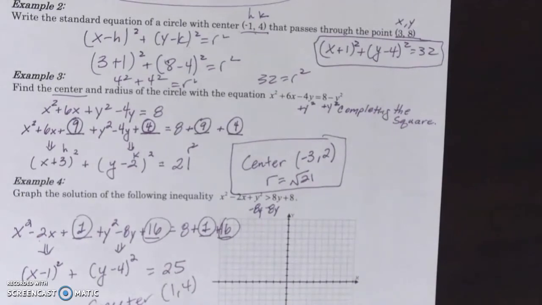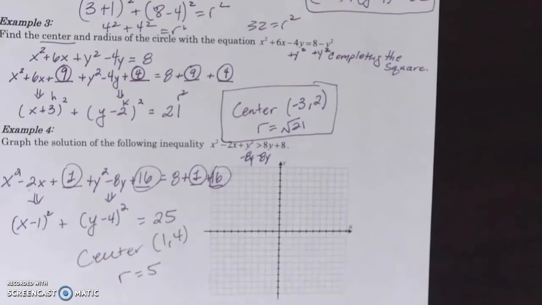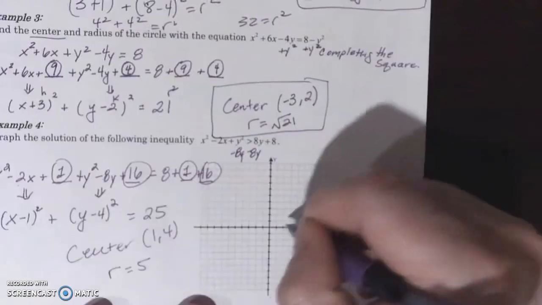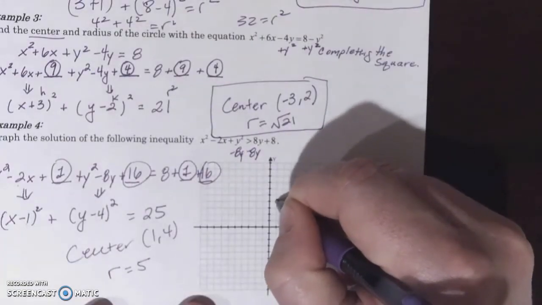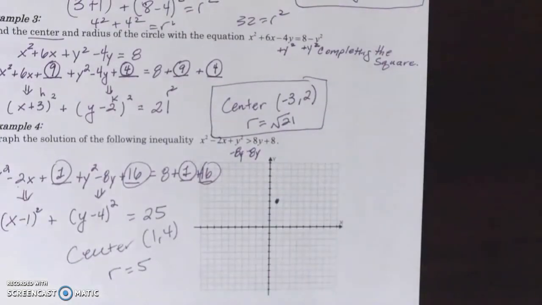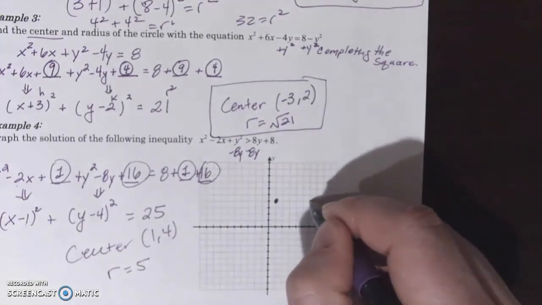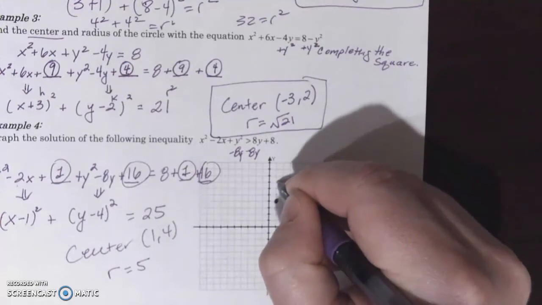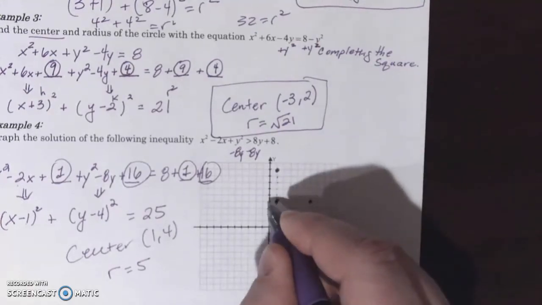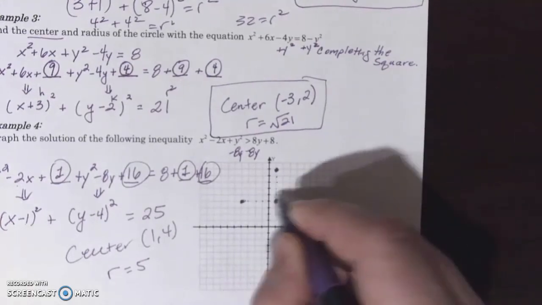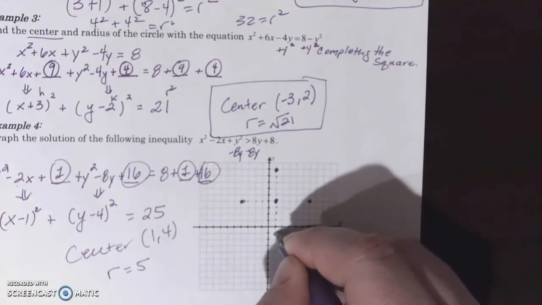We can put this on the graph, no problem. Just like your geometry teacher asked you to do, let's plot the center. 1, 1, 2, 3, 4. Let's plot the radius points in each cardinal direction. So we'll go 5 to the right. 1, 2, 3, 4, 5. 5 up. 1, 2, 3, 4, 5. 5 to the left. 1, 2, 3, 4, 5. 5 down. 1, 2, 3, 4, 5.